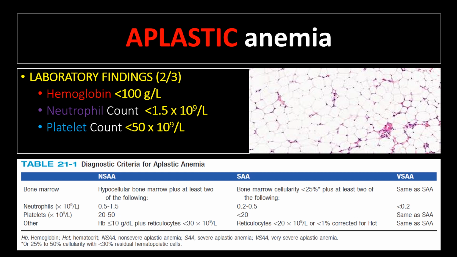So there are also diagnostic criteria for aplastic anemia. So we are using bone marrow, neutrophil, platelet count, and other parameters such as hemoglobin and reticulocytes. So we have NSAA, non-severe aplastic anemia, severe aplastic anemia or SAA, and VSAA, in which we have very severe aplastic anemia. So kindly familiarize yourself with the parameters and the values of diagnosing aplastic anemia. We have NSAA, SAA, and VSAA.